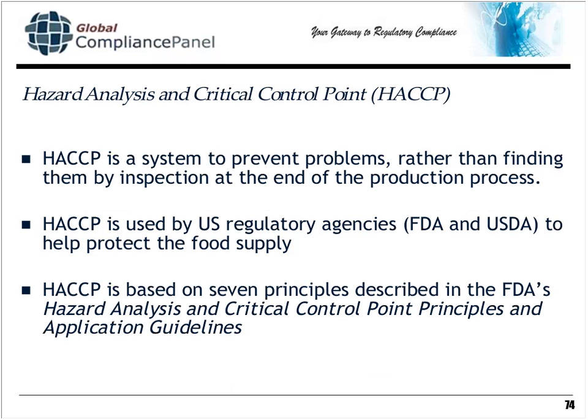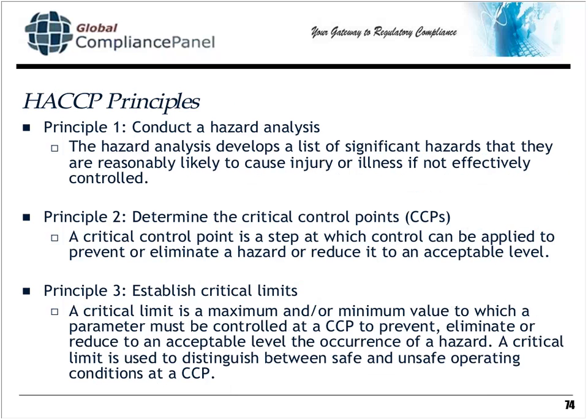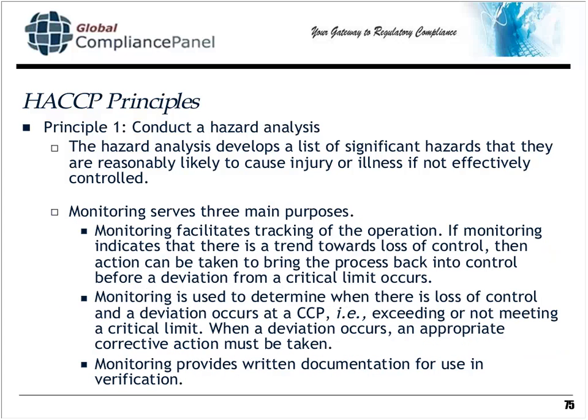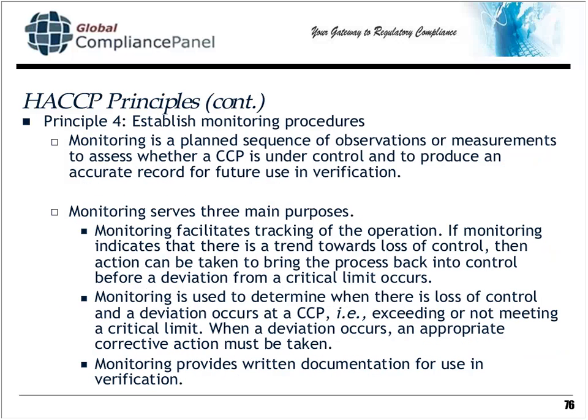So I'm not going to go through them in detail, but first of all, you're going to develop some kind of hazard analysis. You're going to figure out what could go wrong. And then you're going to determine where you're going to put controls in. Those are going to be critical control points. You're going to establish limits for the parameters that you're monitoring at those critical control points. Then you're going to establish monitoring procedures. How am I going to monitor the parameters? And those are going to help us identify when the parameters go out of spec.